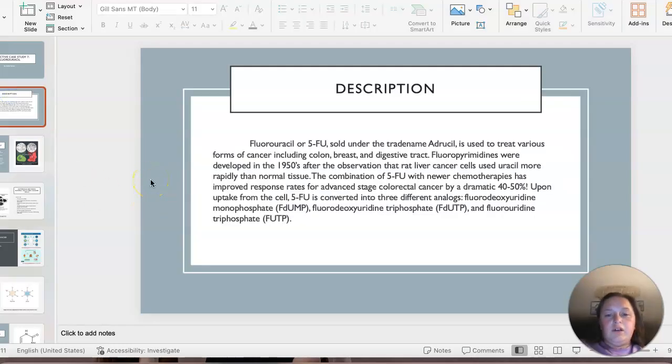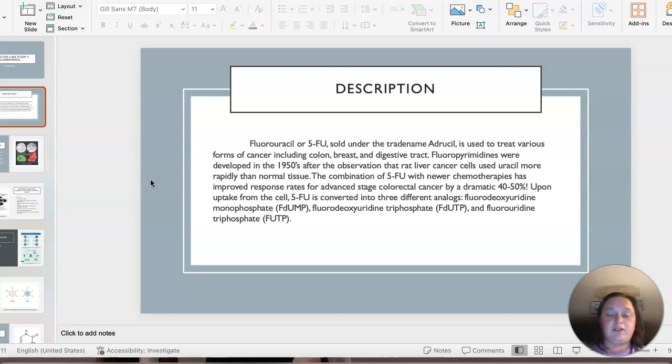The description for today's case study is that Fluorouracil, or 5FU, full trade name Fluorouracil, is used to treat various forms of cancer, including colon, breast, and digestive tract. Fluoropyrimidines were developed in the 1950s under the observation that rat liver cancer cells use uracil more rapidly than normal tissue. The combination of 5FU with newer chemotherapy has improved response rates for advanced stage colorectal cancer by a dramatic 40-50%.